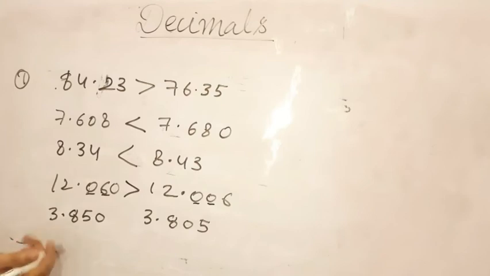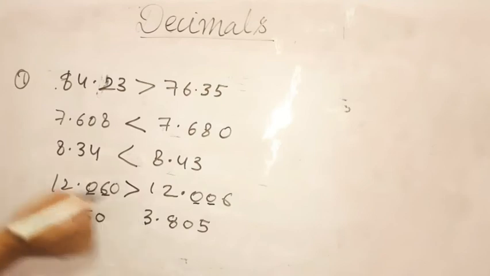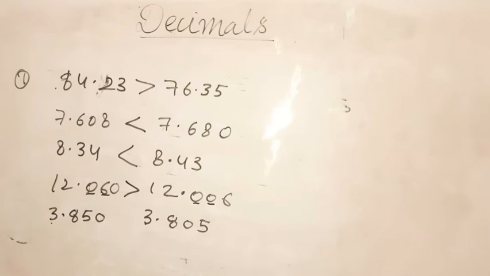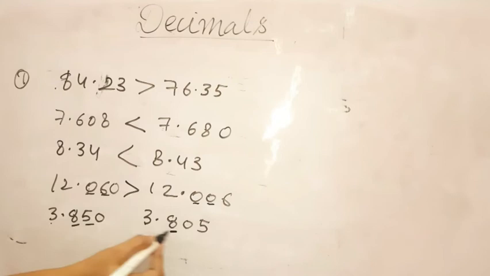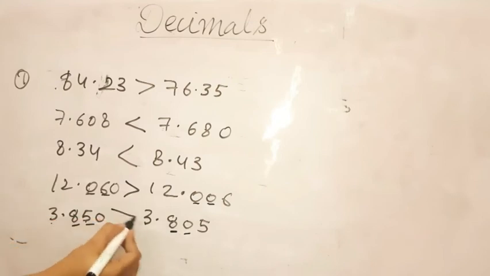Once you notice, this is also 3, this is also 3. So we are not comparing from the whole number part. Now the first value is 8, and the tenths place is 8 in both the numbers. Now comparing the hundredths place. This is 5 and this is 0. So 5 is greater than 0. So this number is greater.